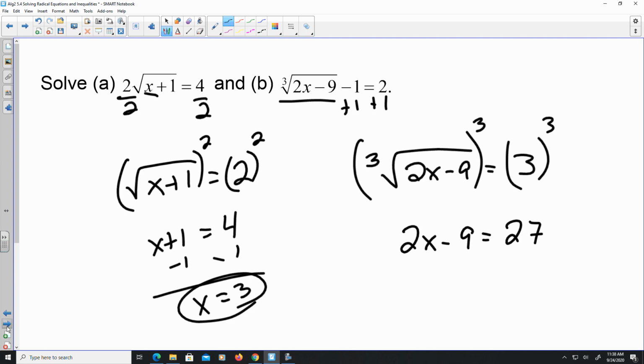Then I add 9. So now I've got 2x is equal to 36. Divide everything by 2, so x is 18. Again, you can check up on the top here, put 18 in there. 18 times 2 is 36, minus 9 is 27. Cube root of 27 is 3. 3 minus 1 is 2. So it does check out.